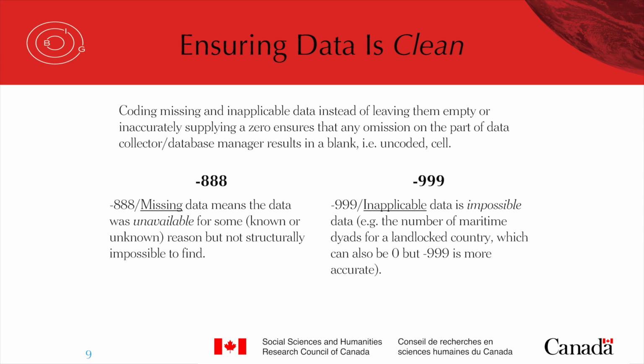Code missing and inapplicable data instead of leaving them empty or inaccurately supplying a zero. This ensures that any omission on the part of the data collector or database manager results in a blank, that is, uncoded cell. -888 missing data means it was unavailable for some known or unknown reason, but not structurally impossible to find. -999 inapplicable data is data that is impossible to fill, such as the number of maritime dyads for a landlocked country, which can also be 0, but -999 is more accurate.